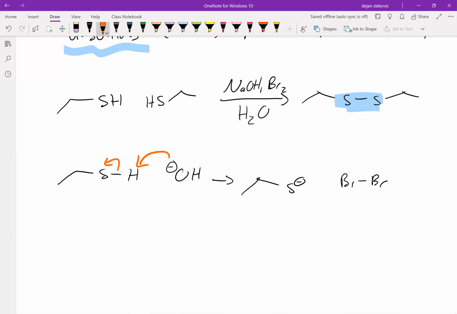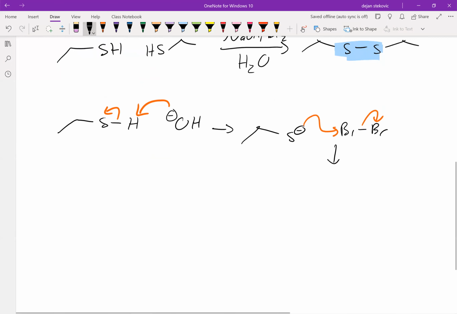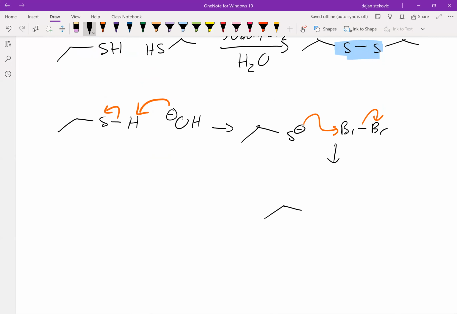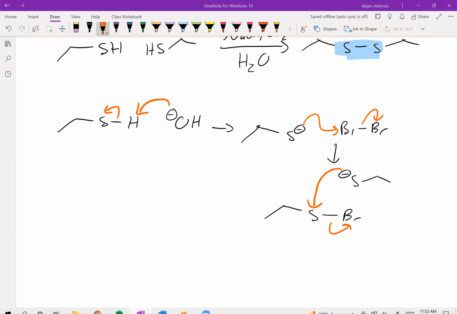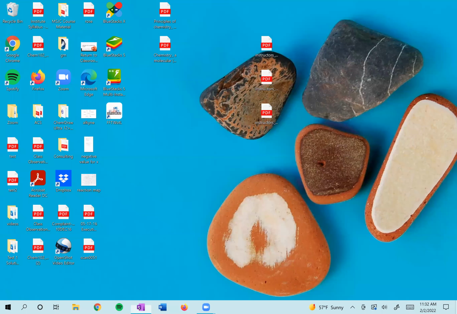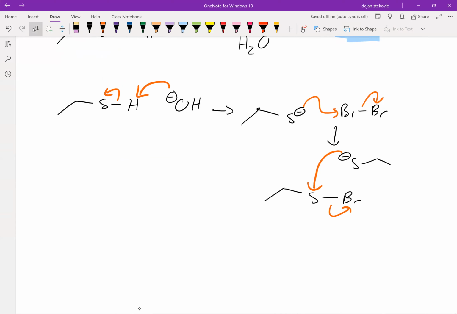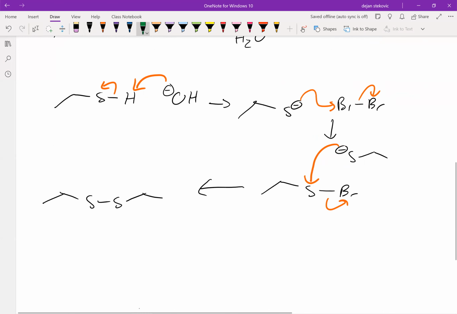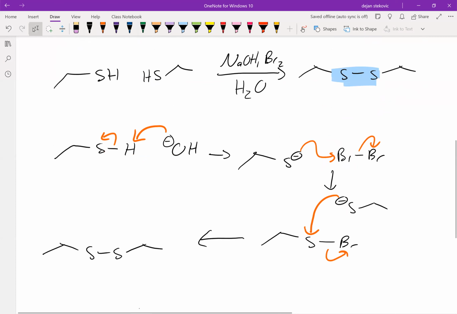So what this S minus does, it attacks a Br2 to attach itself to a Br. Right, so we've got this, and then we've got another negatively charged thiol attack this sulfur and kick off this bromine in an SN2 type of reaction. And then, of course, that will form our disulfide. So you can do that with this kind of hydroxide, bromine, and water.